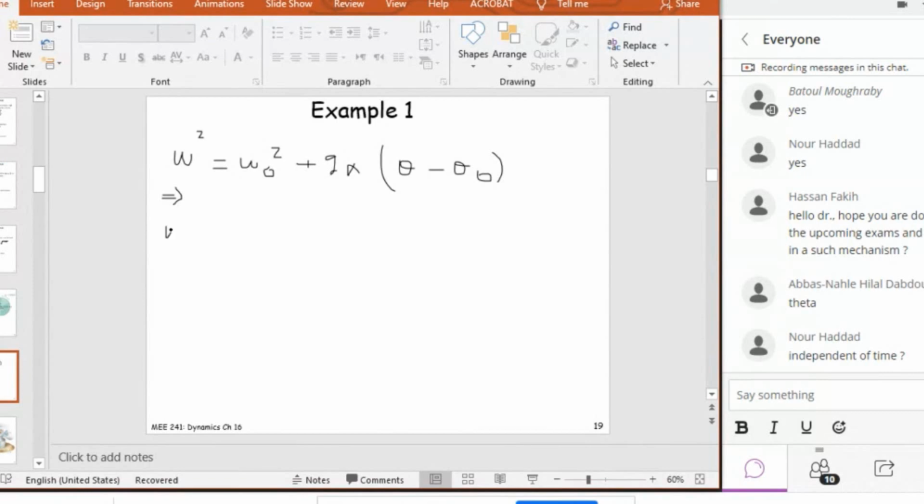Now, what is omega? Omega squared is what I need to find. What is omega 0? It's given, it's 12. So 12 squared plus 2 times alpha, which is 20. So plus 40 times 4 pi minus 0. Alright, so I can find omega now. Omega will be equal to 24.5 radians per second. 25.4, sorry.